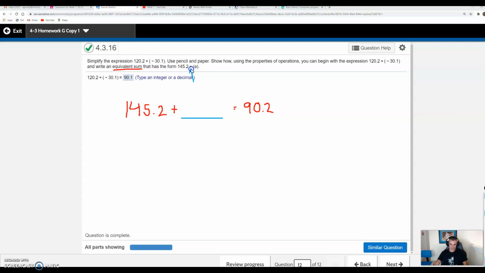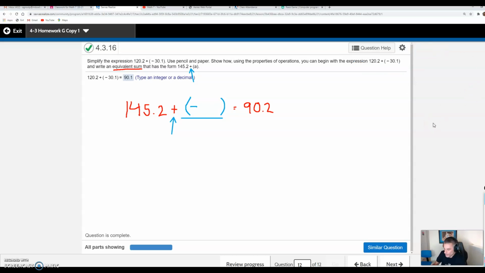They're saying it has to be in this form. So they specifically want us to add. So we need to add a negative number. Adding a negative is the same as subtracting. So we're going to need some negative number here to get to 90.2. So all we're going to do is 145.2 minus 90.2 and we'll get the difference. We'll get whatever that number is, except now we're going to make it negative because we have to add it. So I'm going to go ahead and pull up the calculator. Okay, I'm going to go ahead and do this on a calculator.